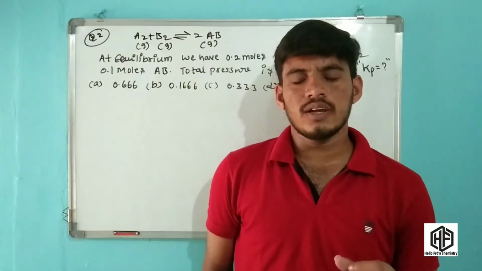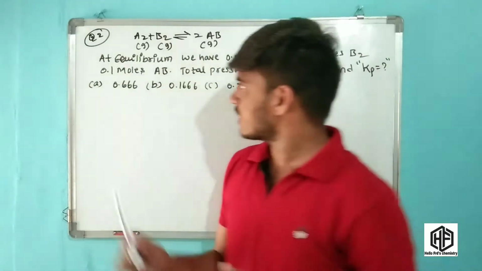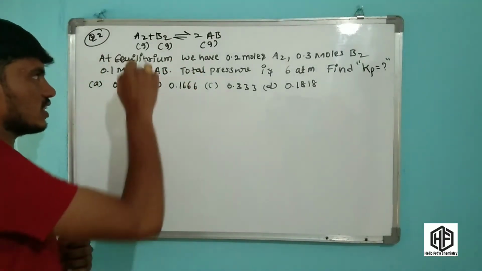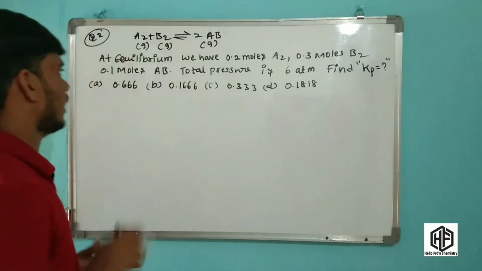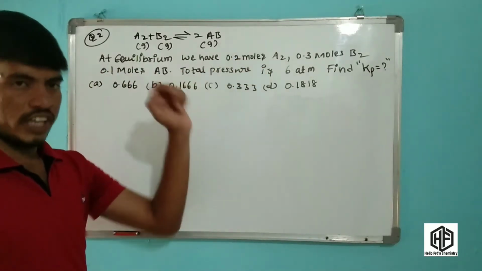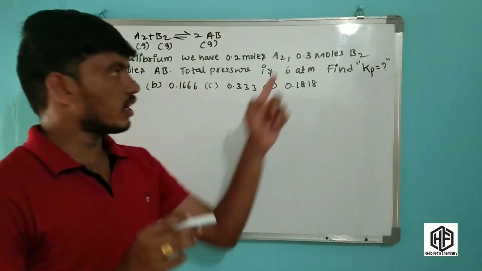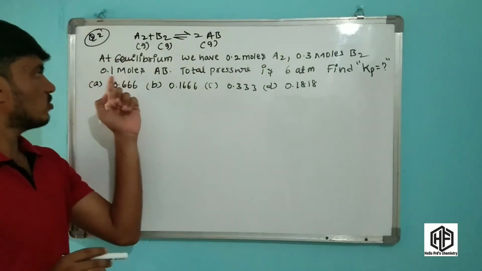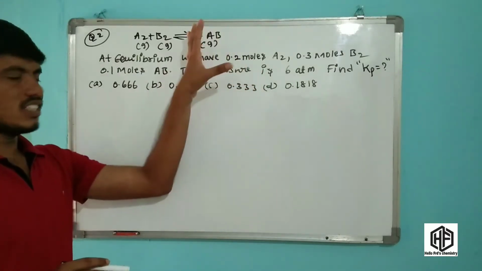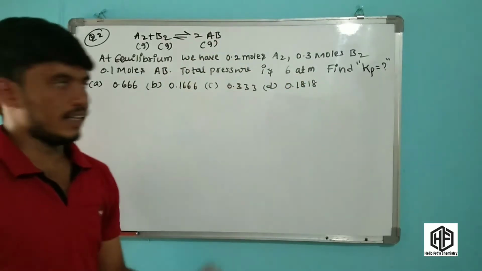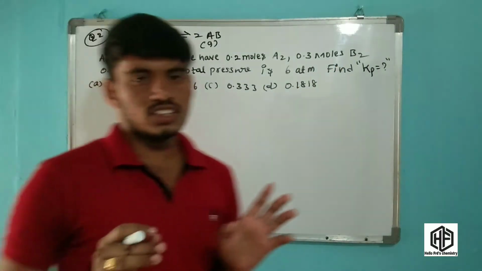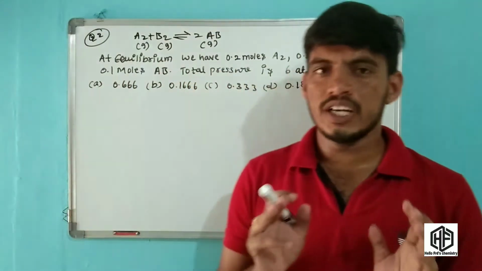Friends, next, one more important question. The question is: A2 plus B2 gives 2 moles of AB. These are gaseous molecules present in this reaction. At equilibrium, you have 0.2 moles of A2, 0.3 moles of B2, and 0.1 moles of AB. Now the total pressure of this reaction is 6 atm. Find out the Kp.